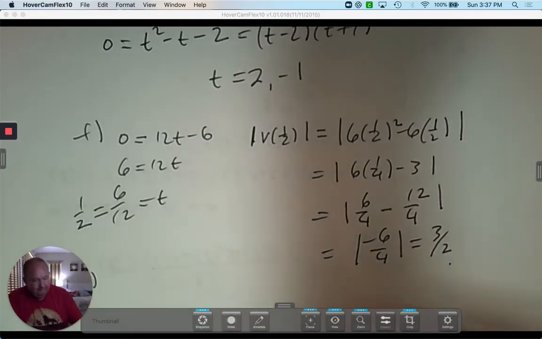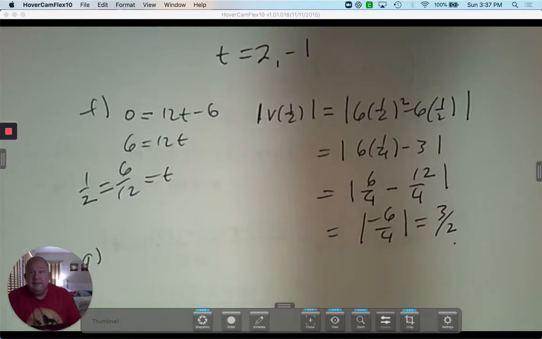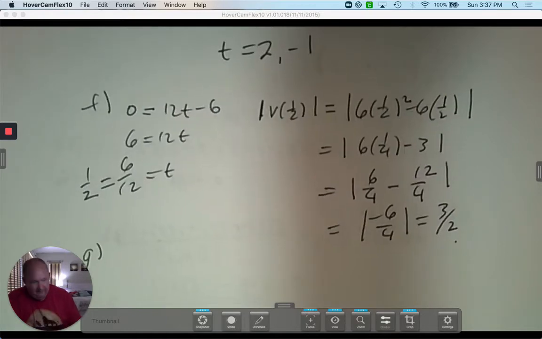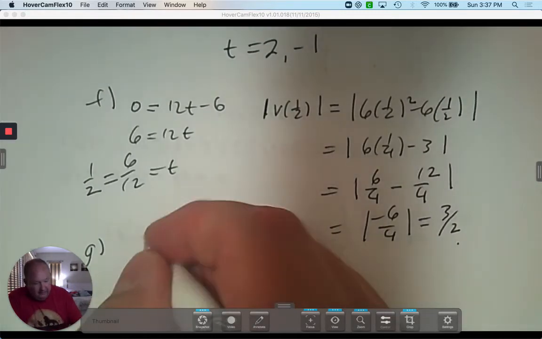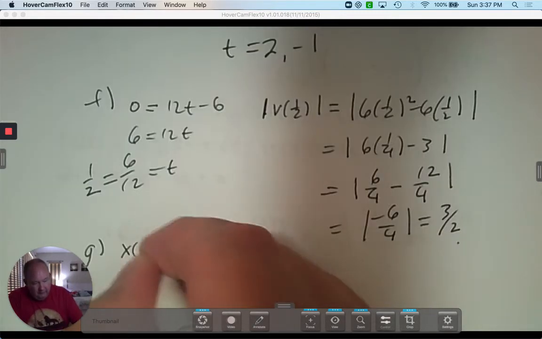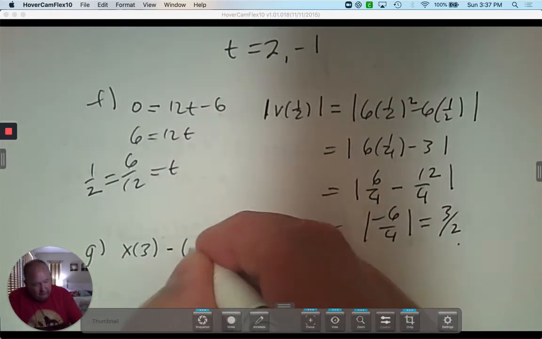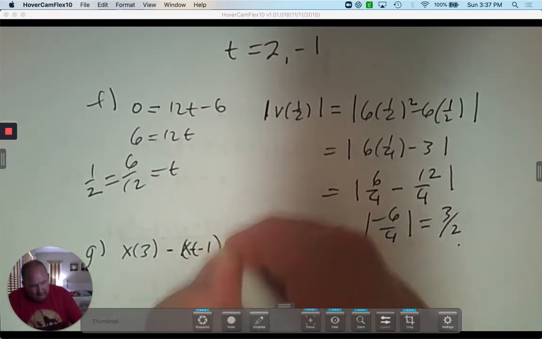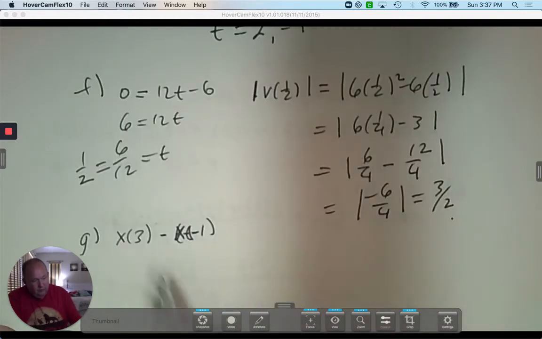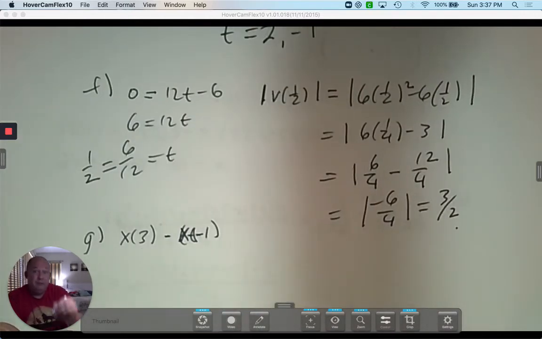G. For part G, it asks us for the displacement. Now, the displacement between 1 and 3 is just the difference between where it ended. So it said 3. So this is the position. So the position of where it ended minus the position from where it started. So plug in 3 into the position, plug in -1 into that position, and then subtract it, and that is your displacement.